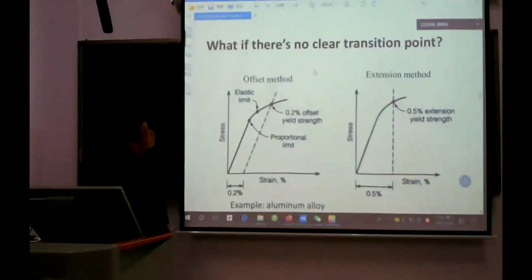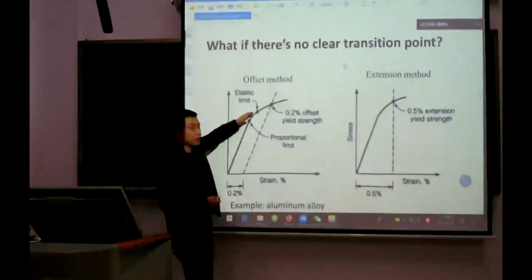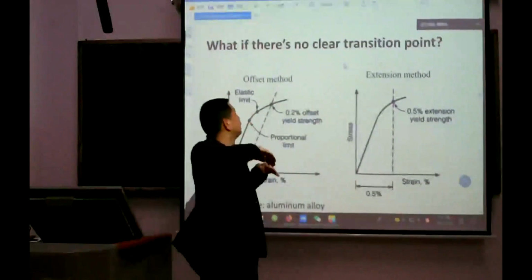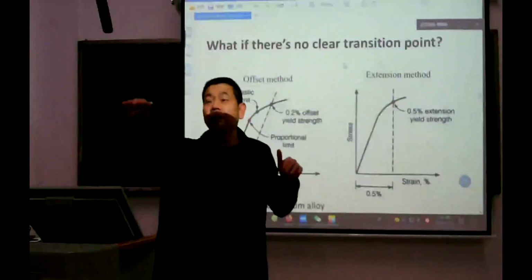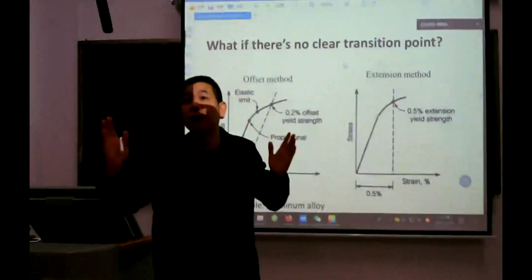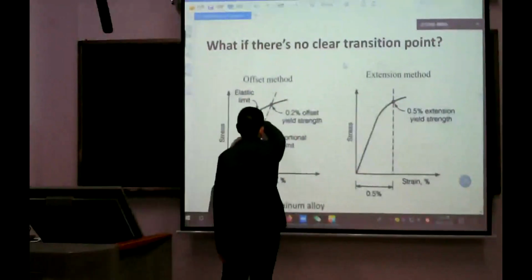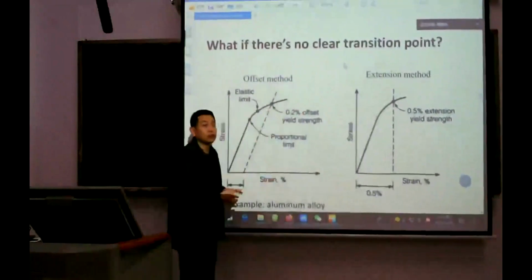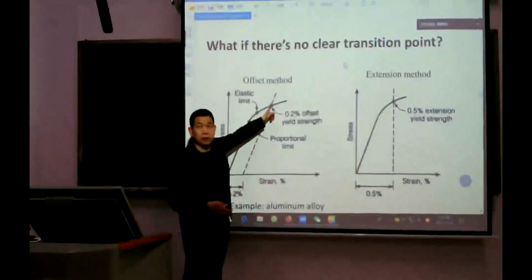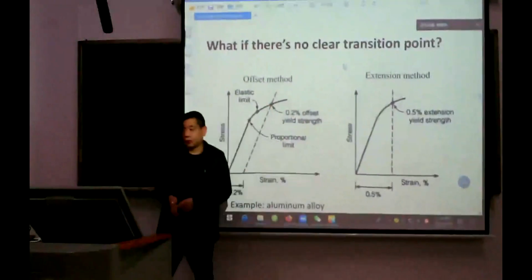If there is no clear transition point, it means there is no clear yield section. There is no horizontal section. Yes or no? So we call this stress the yield stress.